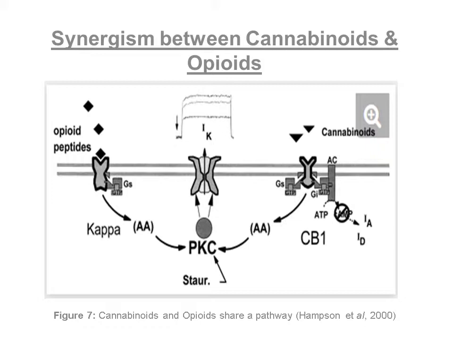CB1, alpha-2 adrenoceptor, and mu-opioid receptors are all G-protein coupled receptors sharing signal transduction pathways, such as inhibiting adenyl cyclase and modulating potassium and calcium channel activity. These receptors also have a similar distribution in the PAG and substantia gelatinosa, areas in the central nervous system involved in anti-nociception. Both alpha-2 adrenergic or mu-opioid receptor agonists show significant synergism in anti-nociception when combined with a cannabinoid receptor agonist.